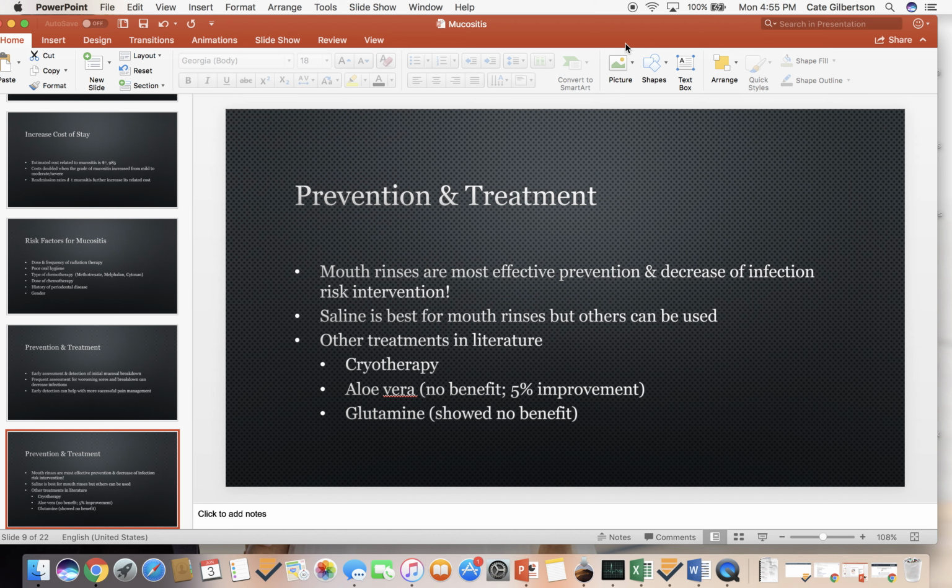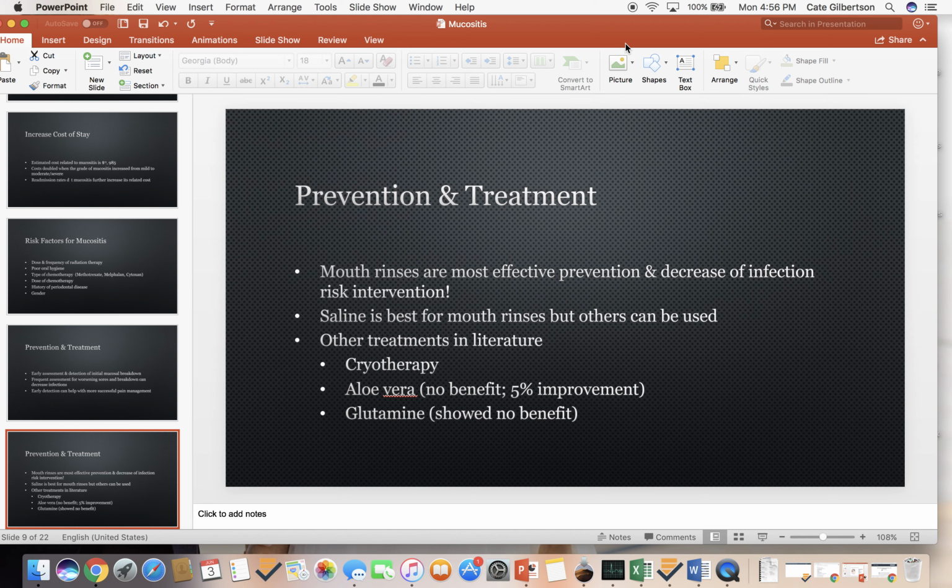So, as we said, there is no definitive treatment, but we can prevent the spread of infection due to mucositis. We may not be able to prevent the mucositis from occurring in the first place, but our goal is to prevent the severity of it and ultimately the infection related to mucositis. Mouth rinses in the literature are the most effective prevention technique and the most likely intervention to decrease infection related to mucositis.